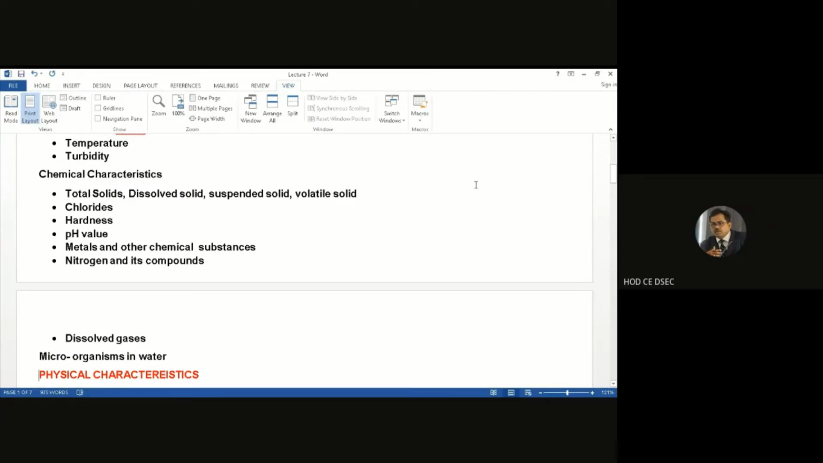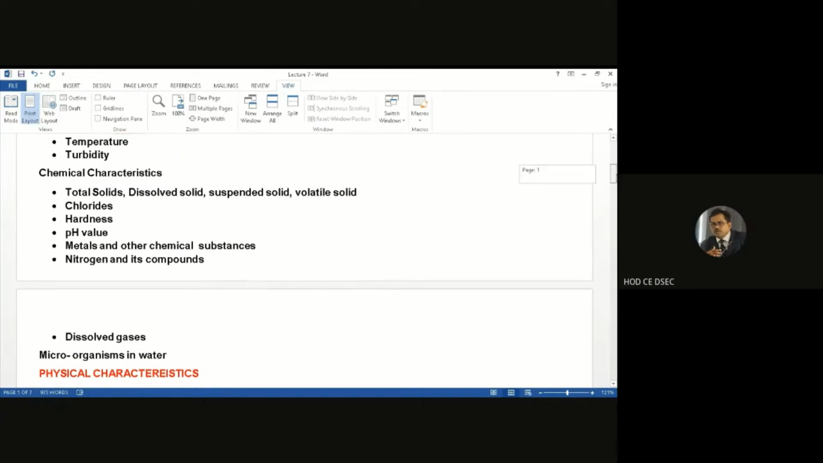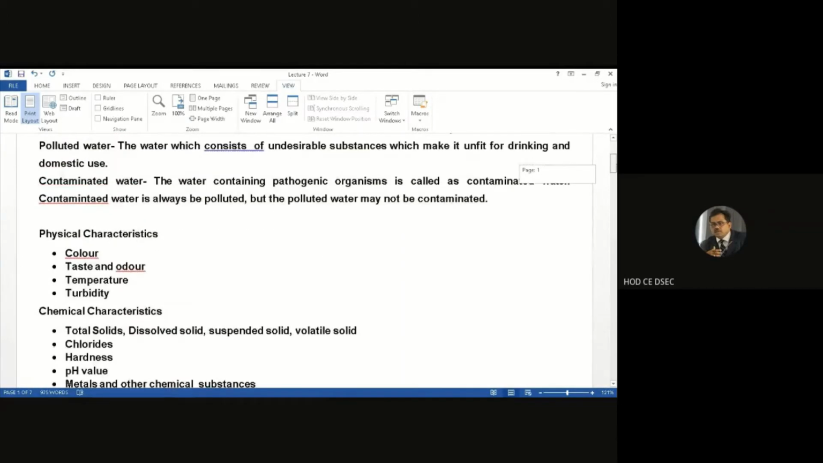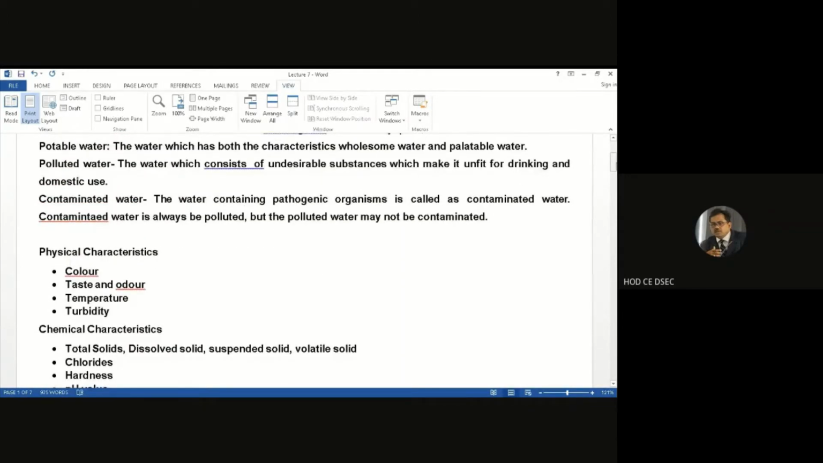So the first characteristics I will discuss is the physical characteristics of water. Physical parameters of water, as the name indicates, by physical observation we can arrive at the characterization of the water, like color. As a physical parameter, we can see what the color is. I'm coming back to all of these in detail.